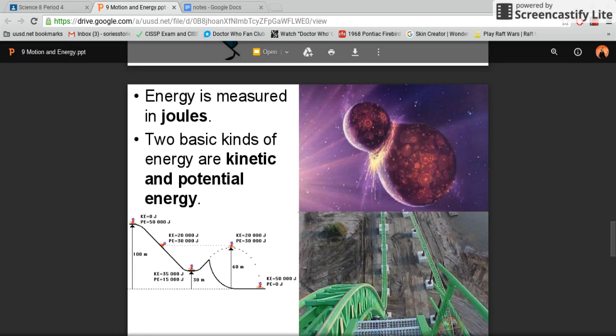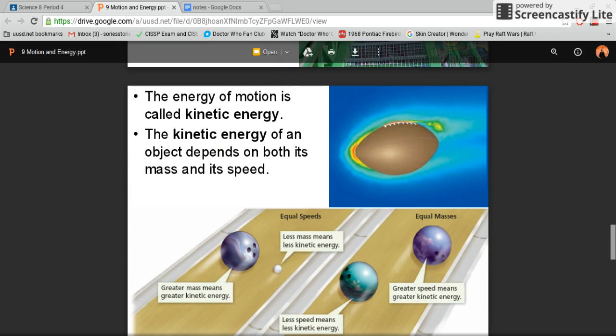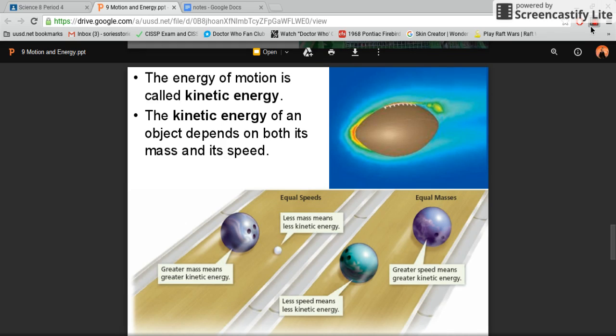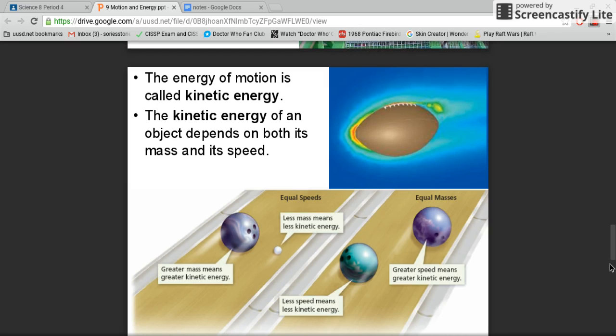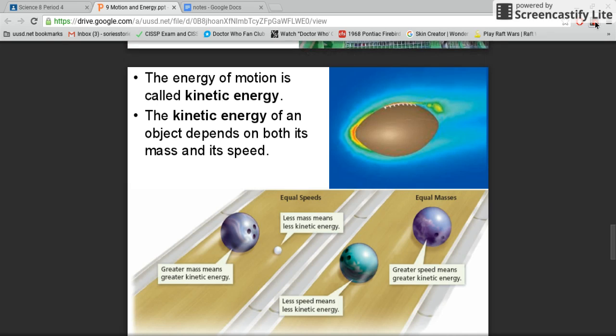When an object is in motion, it has kinetic energy. Okay? Kinetic energy of an object depends on both its mass and its speed. What are two different words that we can use instead of mass? When you step on a scale, what are you looking at? Weight. Okay, mass is weight. What about speed? What's another term that we've been using in 9.1? Good. Thank you. Velocity. So that's where the V comes in. Mass is its weight, and velocity is its speed.